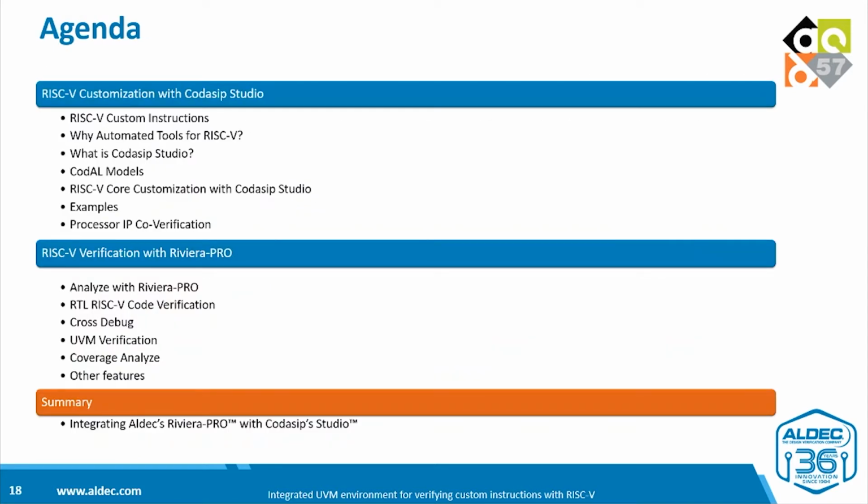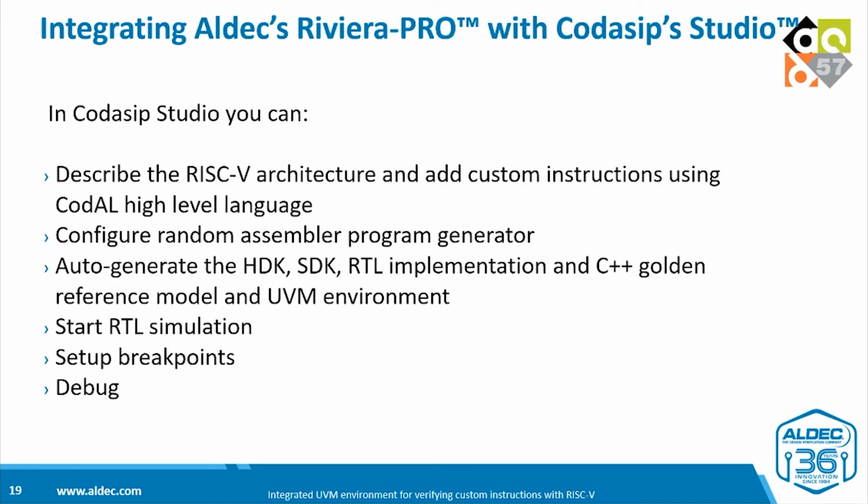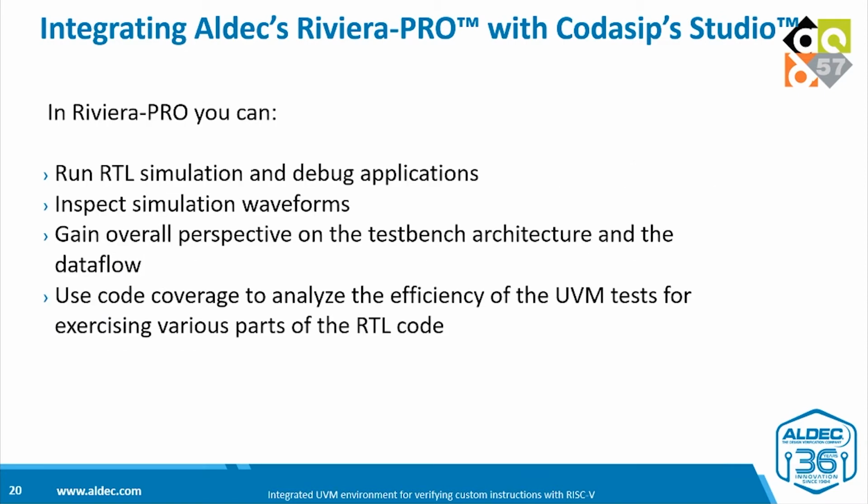So summing up, together, Aldec's Riviera-PRO and Codasip Studio provide you with a complete set of tools to modify a RISC-V processor core and to verify it. So in Studio, you can describe the RISC-V architecture and add custom instructions. You can automatically generate the UVM environment and configure random assembler program generation, and you can kick off RTL simulation, set breakpoints, and debug. In Riviera-PRO, you have the ability to run simulation and debug applications.